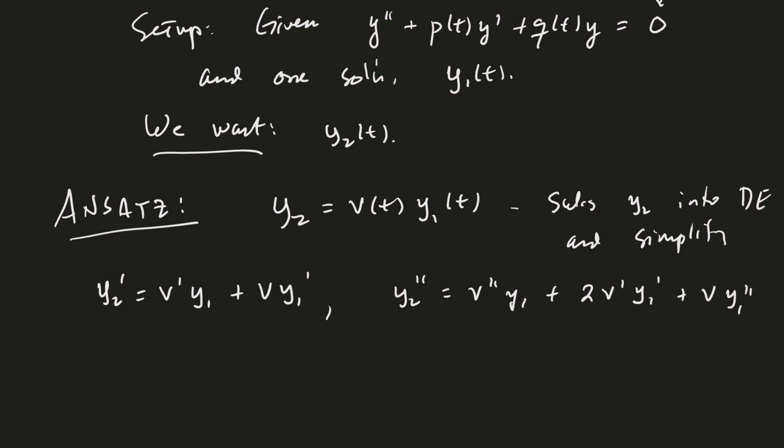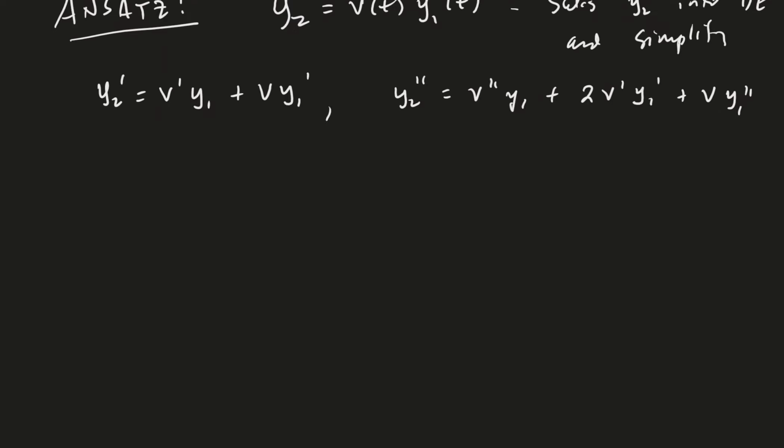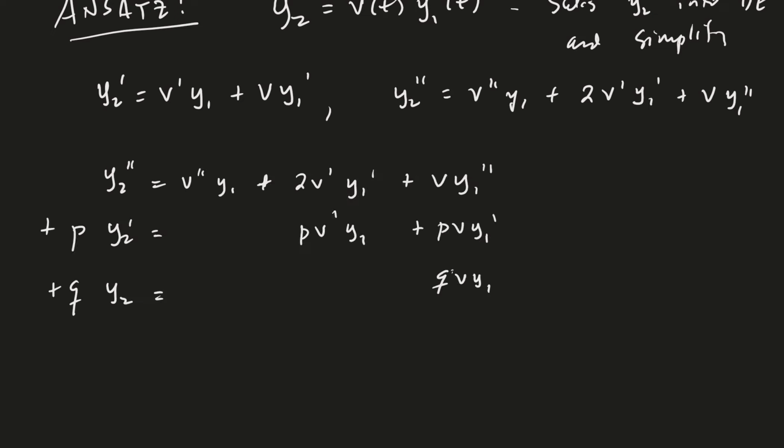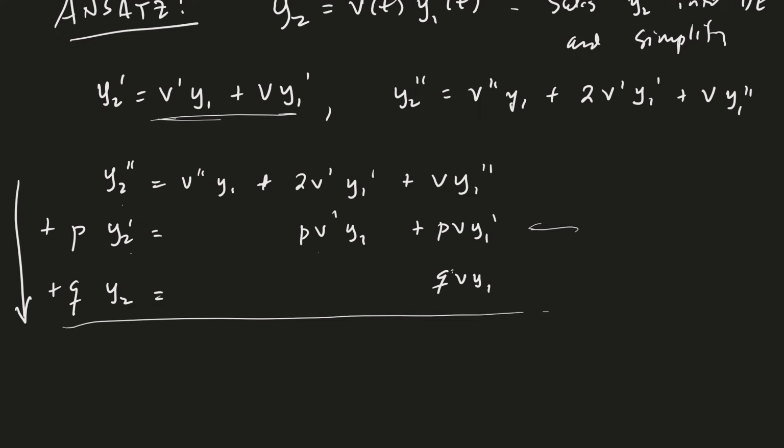Okay, and now substitute those expressions into my differential equation. Maybe I'll pause it here so you don't have to watch me. Okay, so I've just written down p times y2 prime underneath my y2 double prime, using this expression right here, I'm writing it down in this row, and then adding q times y2. If you add things straight down, things are going to drop out.